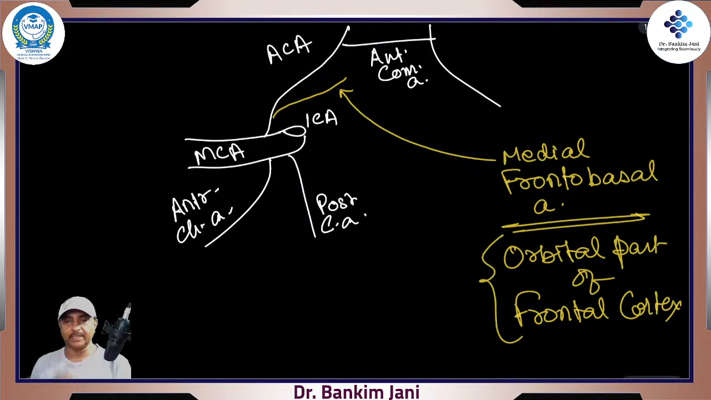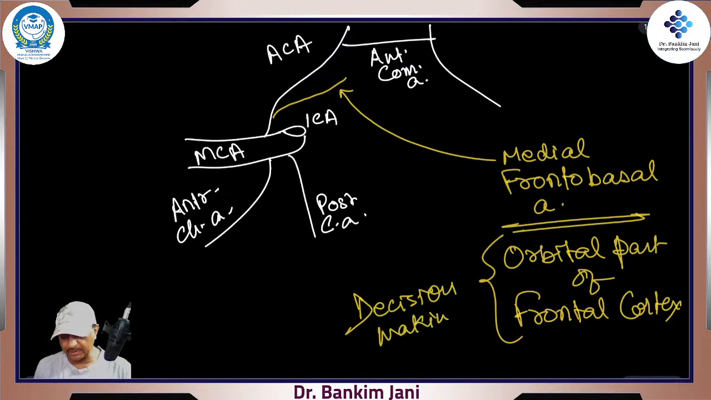This area is for cognitive processes, all these higher intellectual skills. See, such small branches are supplying, and they make such a huge impact on our decision making. So this area is vital for decision making, the judgments which you take when you watch something. So if anything happens to this, it affects the behavior, it affects the decision.